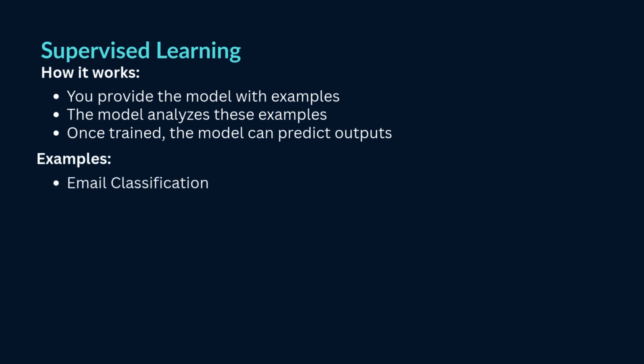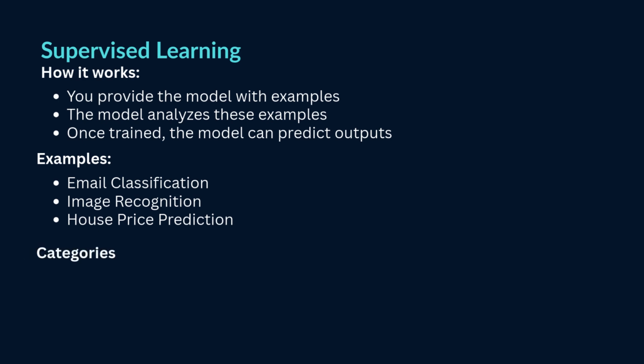Examples: email classification, determining whether an email is spam or not based on labeled examples. Image recognition, classifying images into categories such as identifying pictures of cats or dogs. House price prediction, predicting the price of a house based on features like size, location, and number of bedrooms. Supervised learning tasks are usually divided into two main categories: classification, predicting a discrete label such as spam or not spam; regression, predicting a continuous value such as house price.